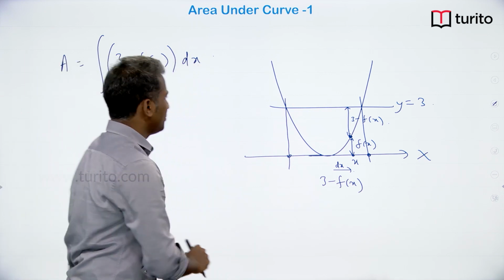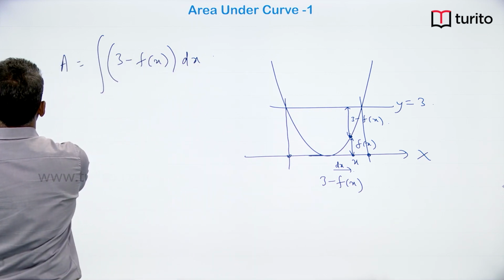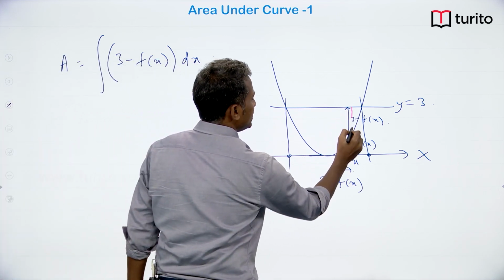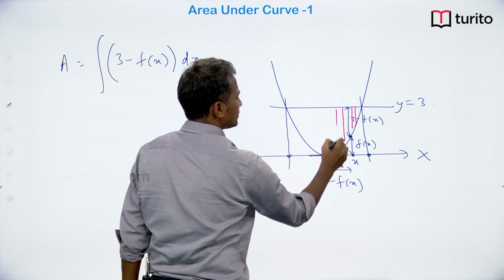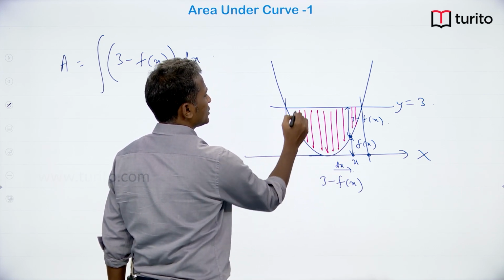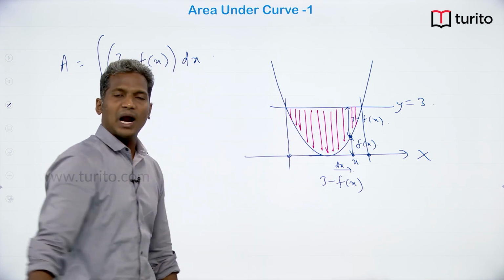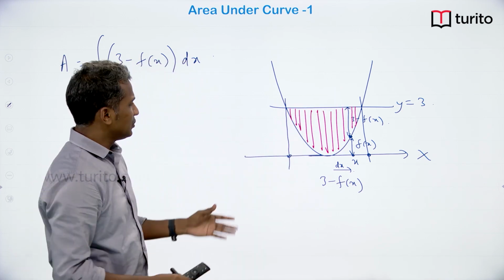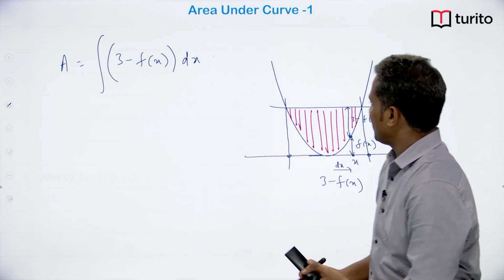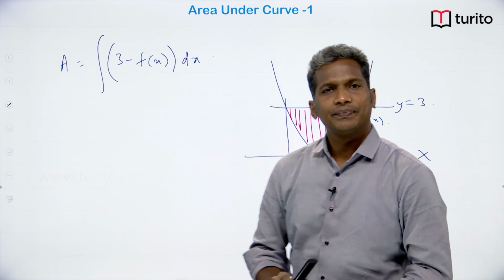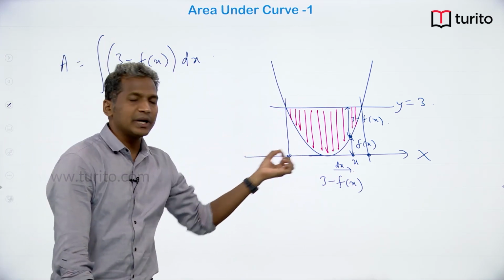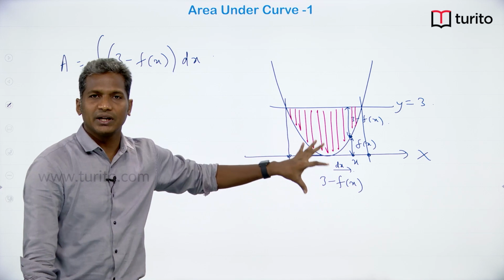So basically what I am doing is this. I am taking these small strips, all these small strips, and I am adding them. You have learned how to add such small strips in physics also. It is just like that. So if I integrate this from appropriate limits, it will give us the area.